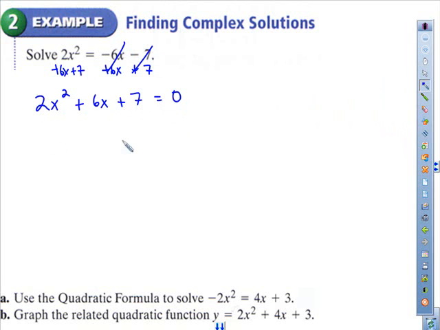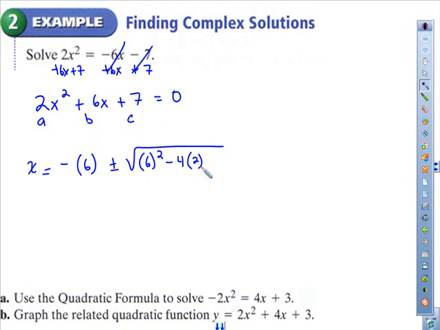Let's find the values of a, b, and c. So we know this is a, right here this is b, and this is c. Let's set everything up. X is going to equal negative, whatever b is, positive 6, plus or minus the square root of b squared, so that'll be 6 squared, minus 4 times a, which is 2, and c, which is 7, all over 2 times a, which is 2.